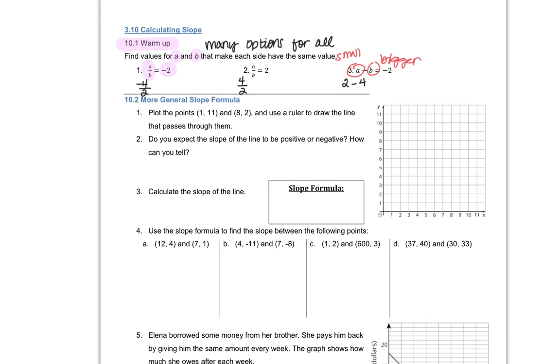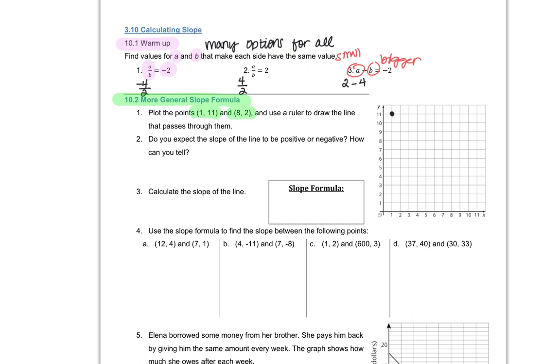Now we're going to look down here at 10.2, a more general slope formula. So we are going to plot these 2 points, then use a ruler to draw the line that passes through them. Okay, you guys can use like the edge of your calculator, your ID, anything like that. So if we start at (1, 11), we're here, and then (8, 2).